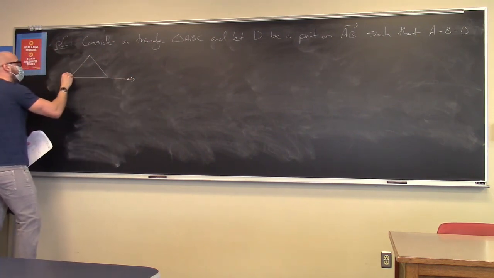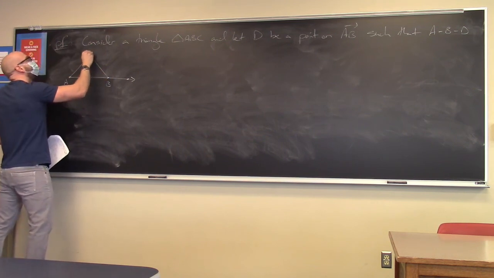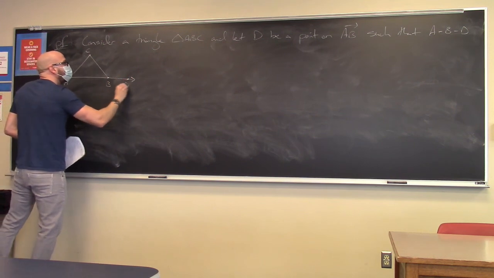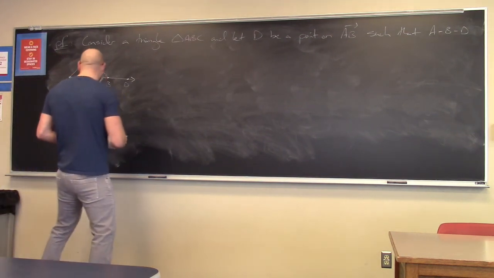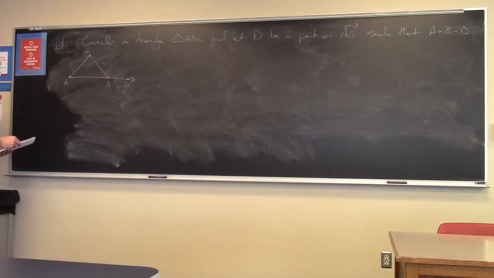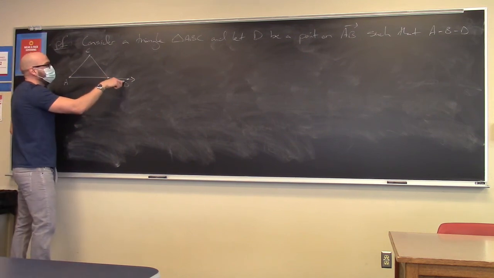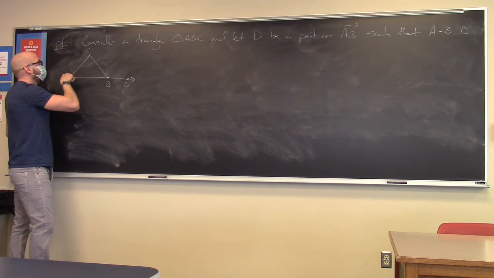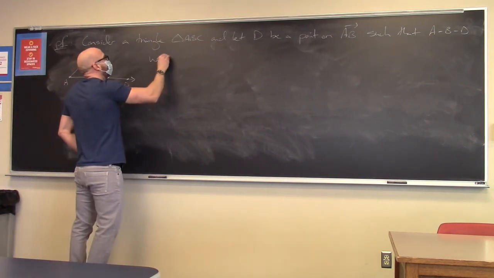All right, so we've got this triangle, triangle ABC, and I've extended side AB, and I've chosen this point D on there. What do I want to do? I want to look at this angle, and I want to show that angle CBD is bigger in measure than, well, both of these, but we'll just do one, angle ACB.